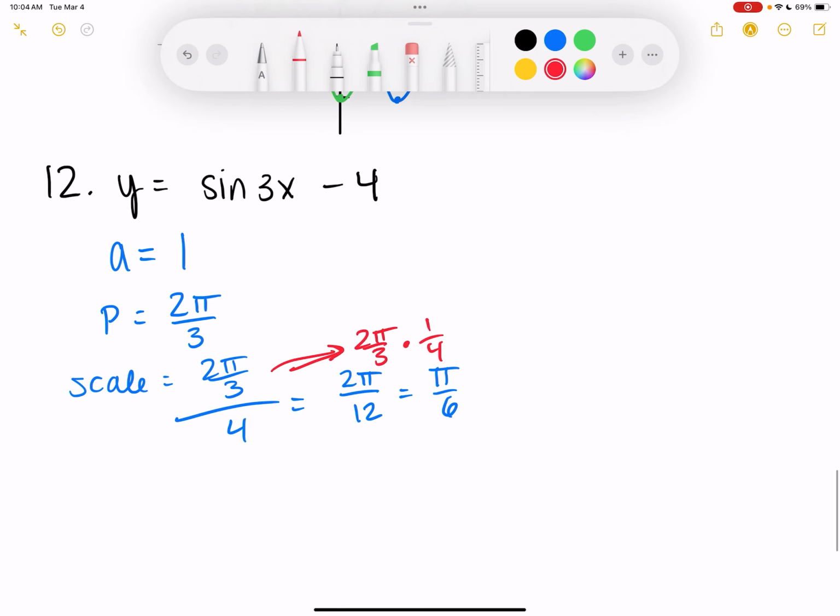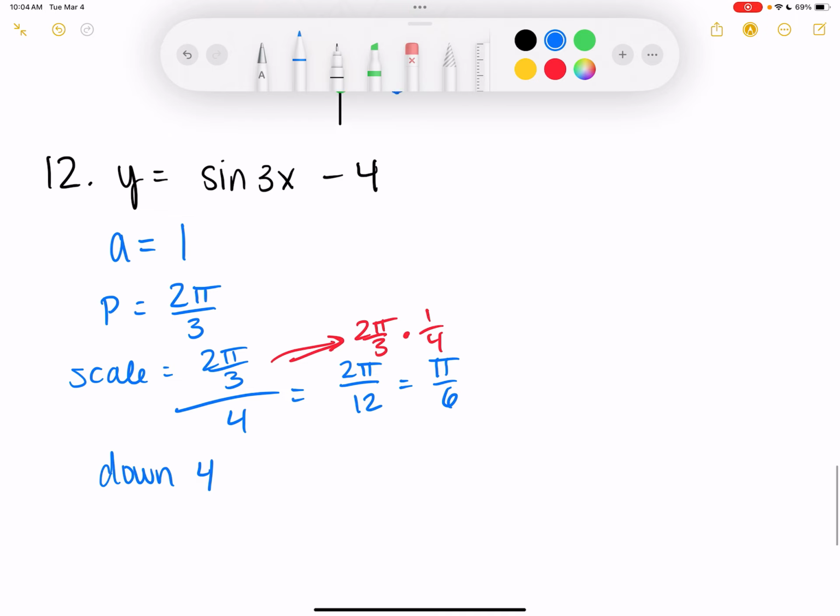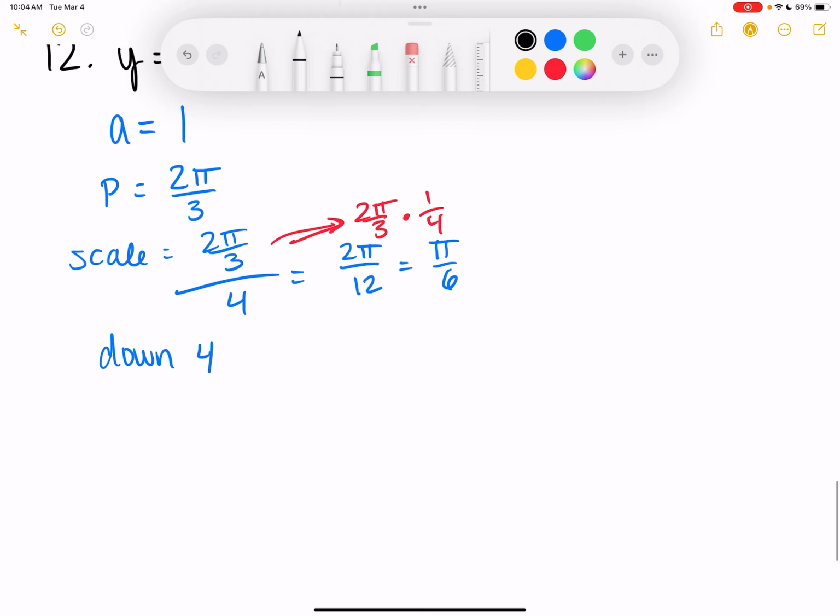Okay, what else is happening to this graph? This is going to move down. Down 4. Why down? There's no parentheses. Down 4, there's no parentheses, so it just stays down there. So if I know it's going down 4 and I have an amplitude of 1, that means I need to go down to -5.